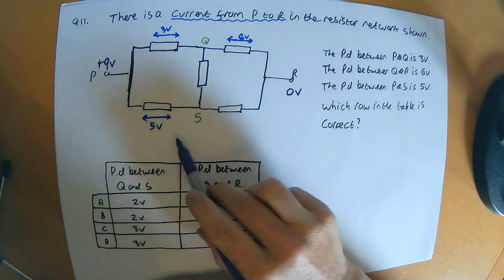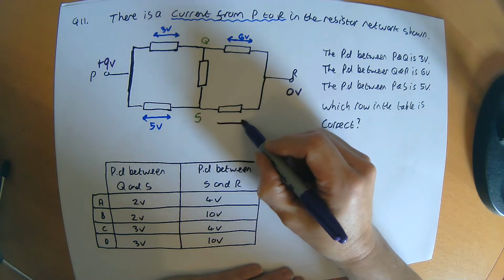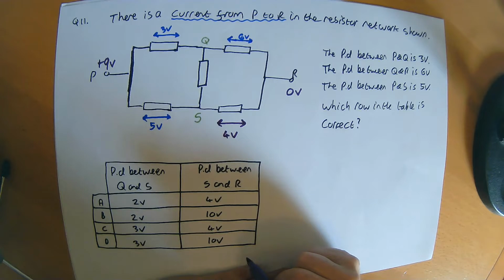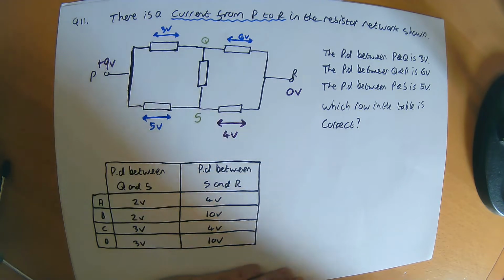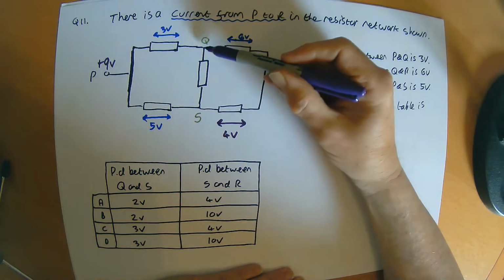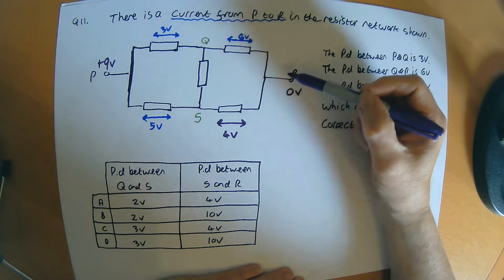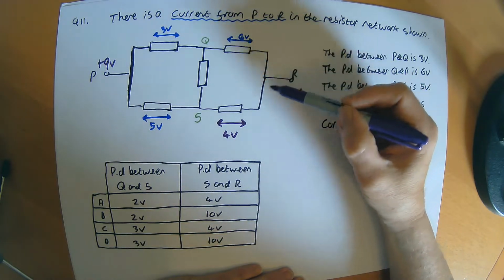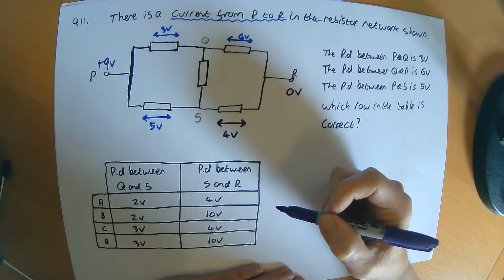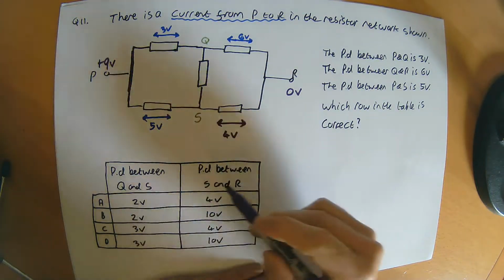But the PD between P and S is only 5 volts. So this PD here must be the rest of the 9 volts, and so that has to be 4. That means our answers are going to be either A or C. Now we need to look at the difference between points Q and S. If this is 0, then point Q is at 6 volts and point S is at 4 volts, and so the difference between them is 2 volts. That means that the answer must be A, 2 volts and 4 volts.